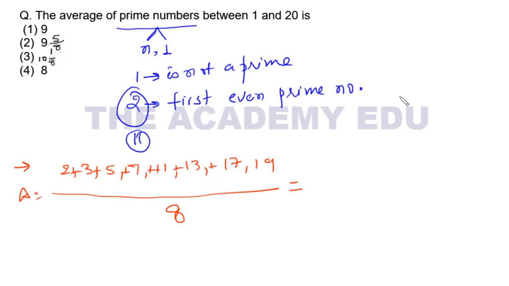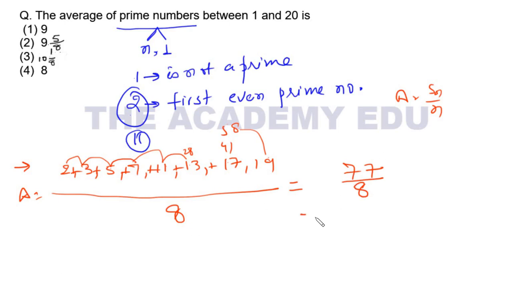We know now average is what? Sum of all the numbers divided by total numbers. So we need to find the sum. So 2 plus 3, 5, 5, 10. 10 plus 7, 17. 17 plus 11, 28. 28 plus 13 is 41. 41 plus 17, 58. 58 plus 19, 77. 77 upon 8. Got it?